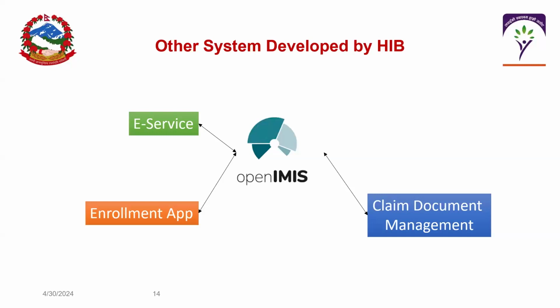In claim management, the claim document management system was developed to manage claim related documents that need to be attached during claim submission. Based on the attached documents, the claim reviewer reviews the claim and makes a decision accordingly. This has increased the efficiency of claim review.